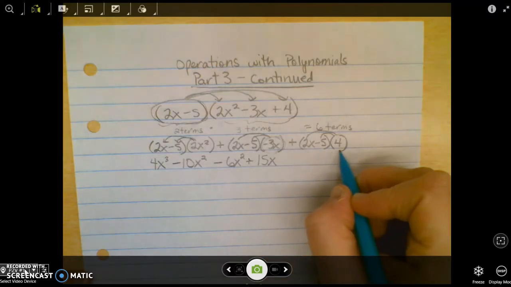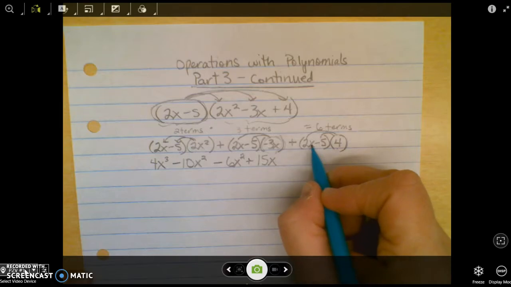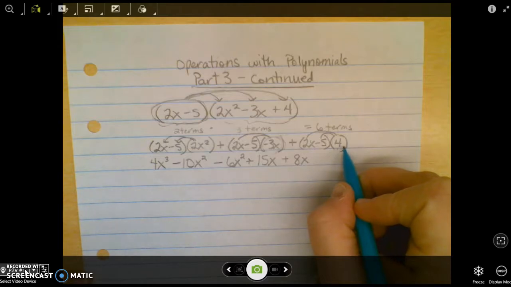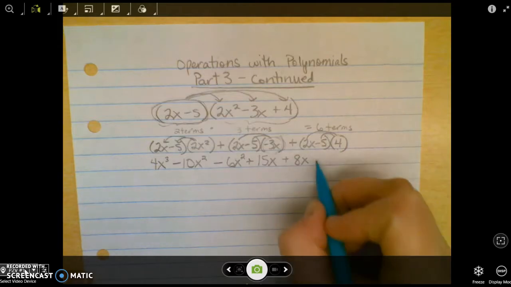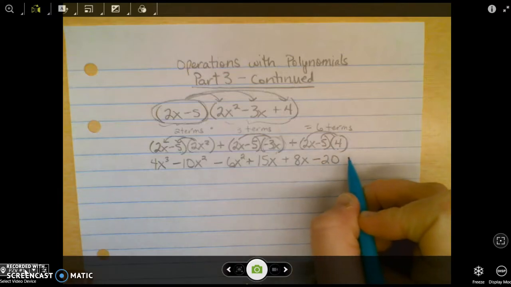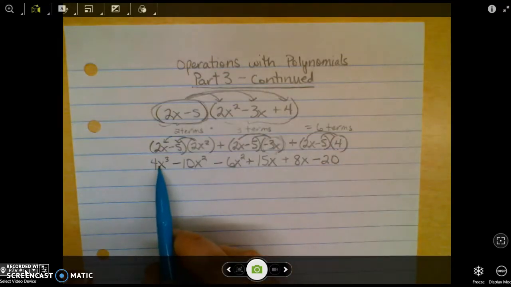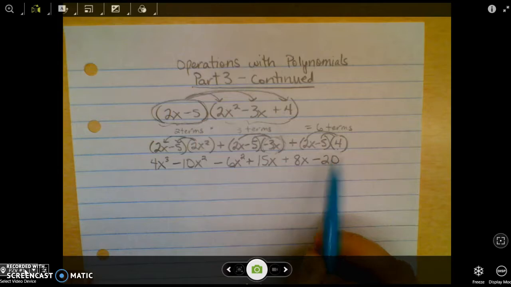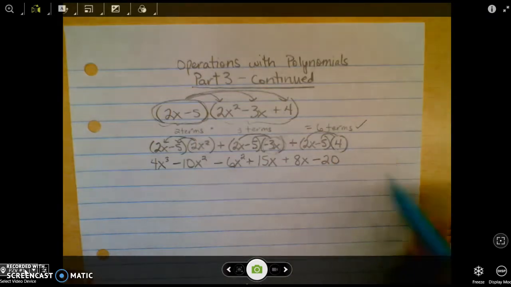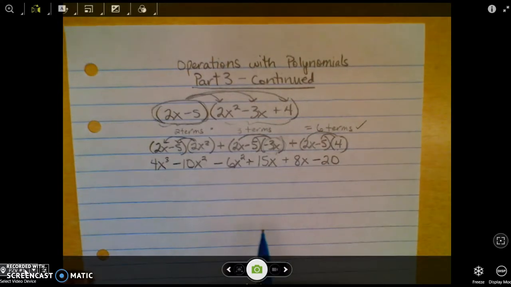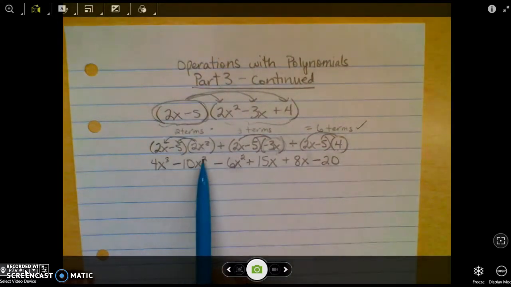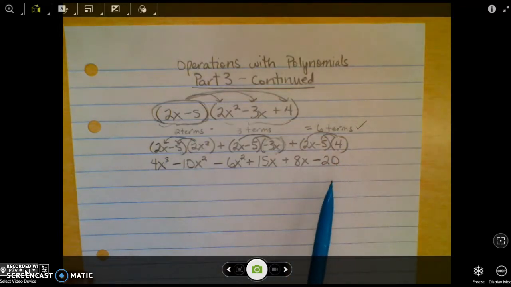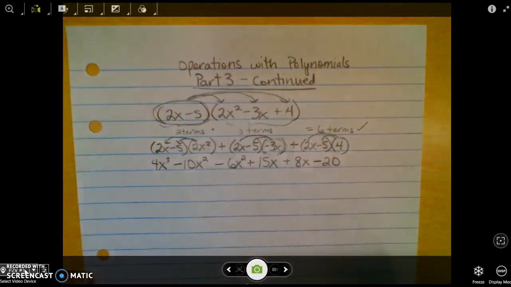Then my last group here, I have 4 times 2x. That would give me 8x. And then my very, very last term will be 4 times negative 5, which will give me negative 20. Now as you notice here, I have 1, 2, 3, 4, 5, 6 terms, just like I expected. Now they're all lined up in the proper order. So degree 3, then my degree 2s, degree 1s, and then degree 0, or my constant term. So now I'm going to combine my like terms.